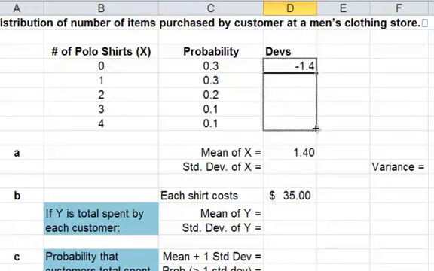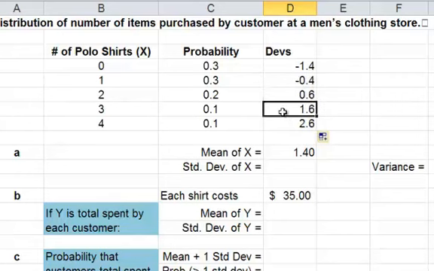So I'm going to copy this down for each of the values of x, of my number of polo shirts purchased. And in each case I now get the deviation. Some of the values are negative if x is less than the mean. If x is greater than the mean, the deviations are positive. That's fine. But the variance now requires me to find the squared deviation.